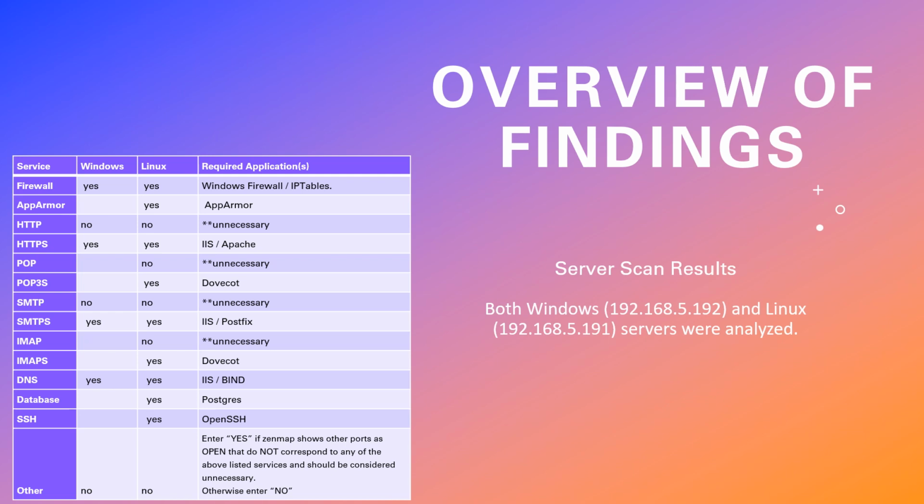Here is our overview of findings, and as you can see, there's a multitude of things that we went over. So we had scanned both the Windows server, which was 192.168.5.192, and the Linux server, which was 192.168.5.191. Those were the two servers that were analyzed.